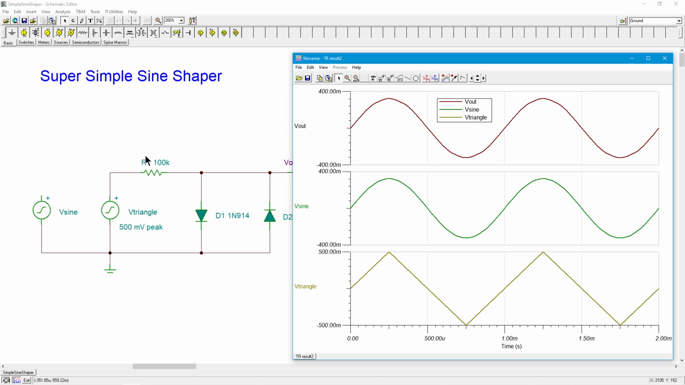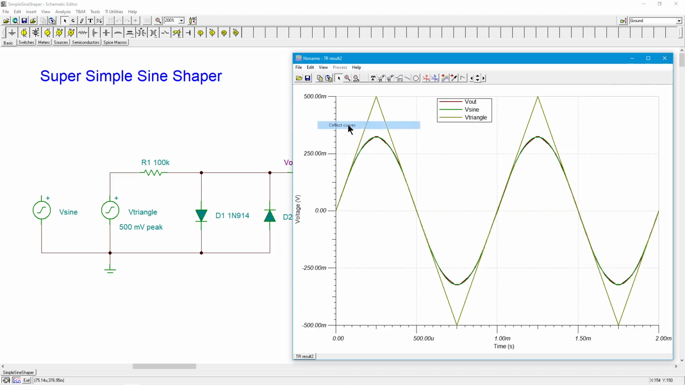So this, on the other hand, come on, you got 3 components. You got a resistor and a couple of diodes. And this is actually looking pretty good. Well, yeah, visually it's looking pretty good, but is it really all that good?